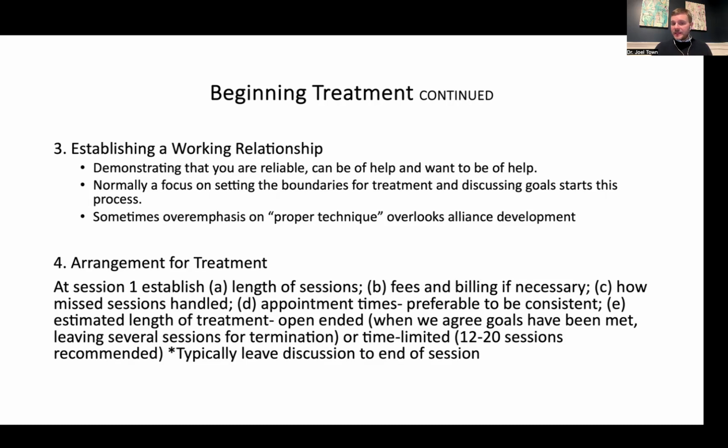How are you going to handle missed sessions? When you're going to meet, ideally, you're going to have a consistent time you meet each week, and roughly the length of treatment. So, whether it's going to be open-ended treatment or time-limited treatment, so you can begin to judge around whether the goals of treatment have been met or not.